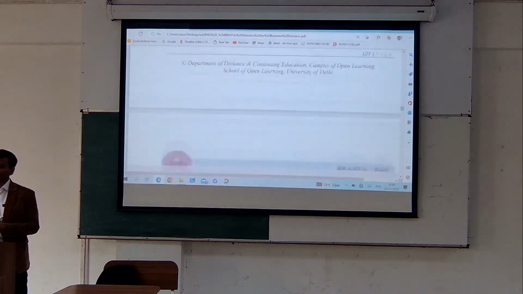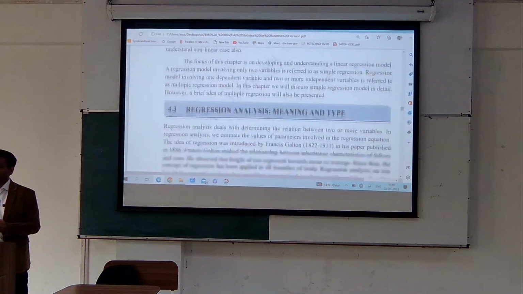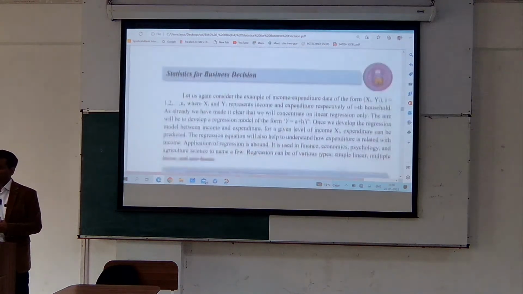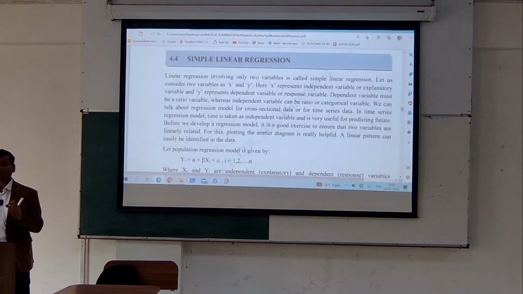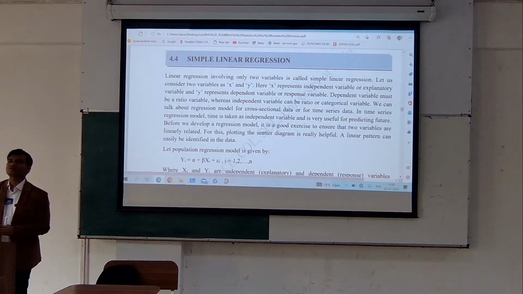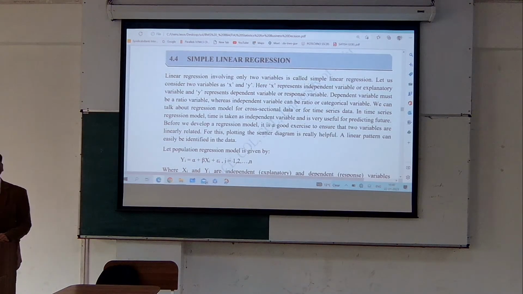So what do you mean by all these things? We have to deal with simple linear regression, not multiple linear regression or non-linear regression. Your syllabus basically confines only to simple linear regression, where we have only two variables, one is x and the other is y. Like if you have to find how height and weight are related.